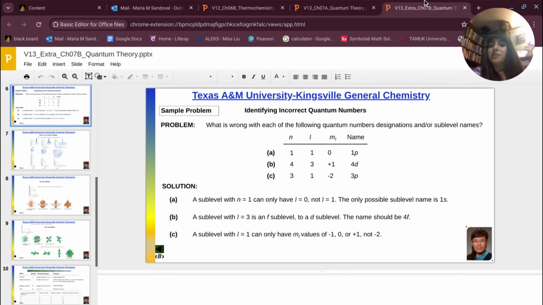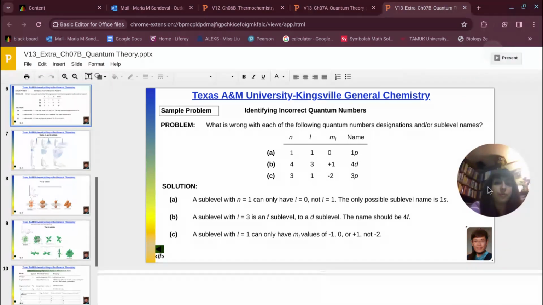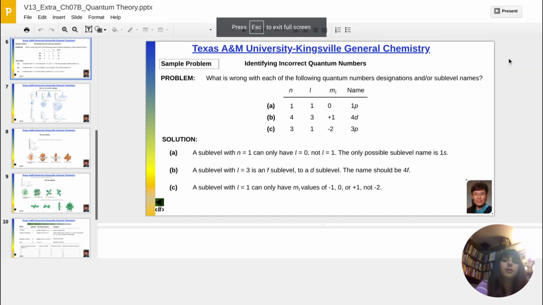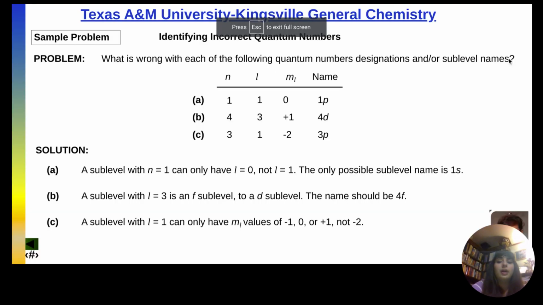So we're going to be starting off with identifying the correct quantum numbers, and we're going to be going over quantum theory. We have a sample problem, and we're asking you to find what is wrong with each of the following quantum numbers, designations, and/or sublevel names. So here is our A, B, and C. We have the n, l, ml, and the name of this sublevel, or designation.